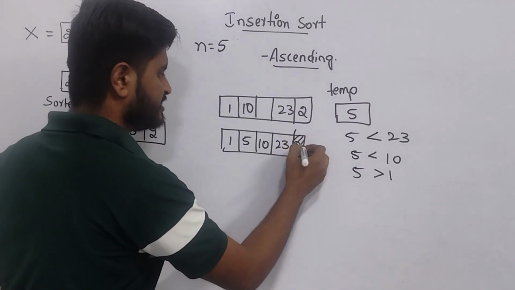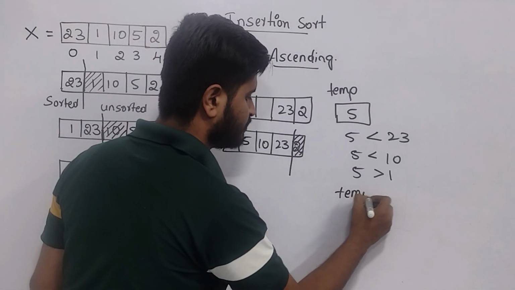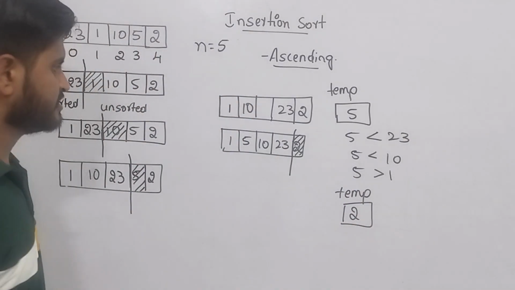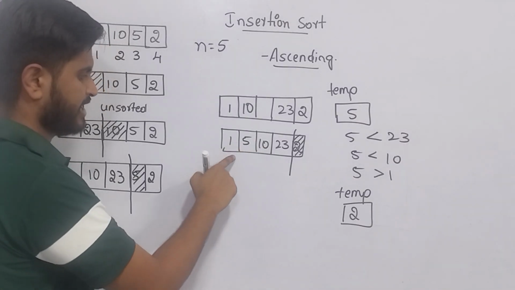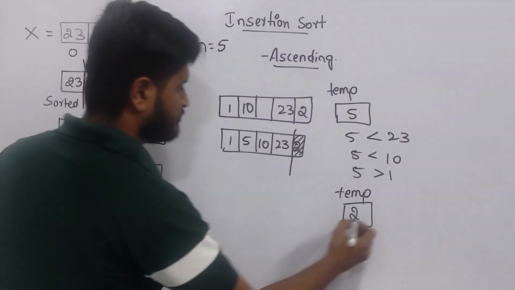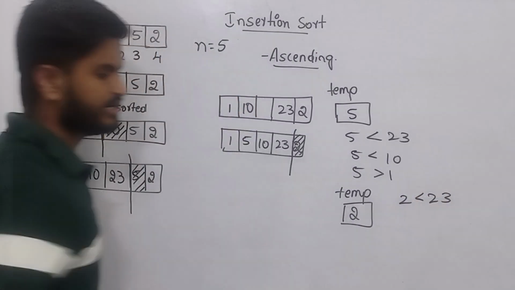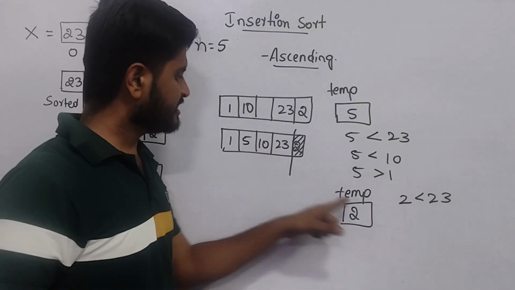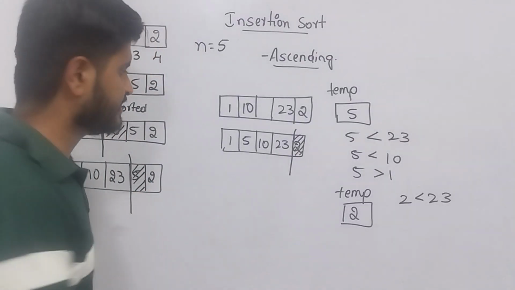Now only one element is left in the unsorted sublist, that is 2. So keep it in the temporary space. If you keep 2 in the temporary space, then compare with 23 first, next 10, next 5 and 1. If you compare 2 and 23, 2 is less than 23. The value in the sorted sublist is greater than the value in the temporary space, so you must shift the value one bit right side.